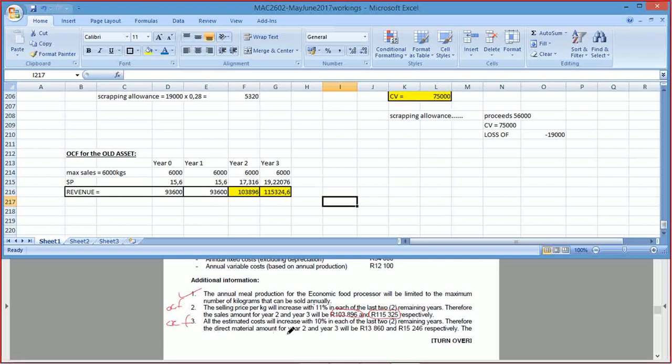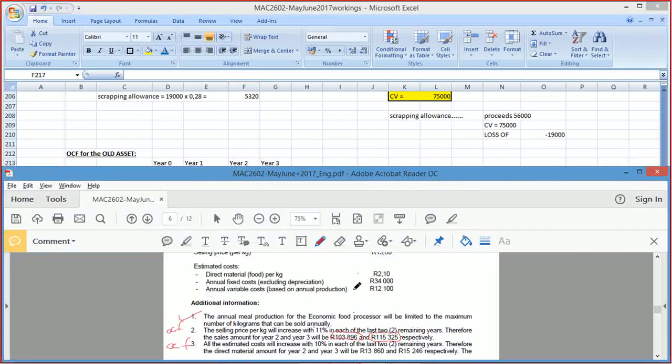Okay, all the estimated costs will increase by 10% in each of the last 2 years. Therefore, the direct material amount for that will be that respectively, so we can use that as the costs. I'm not going to do it the long way because they gave the answer in the question, so I'm just going to insert it. Year 1 didn't change, so it would have stayed the same.